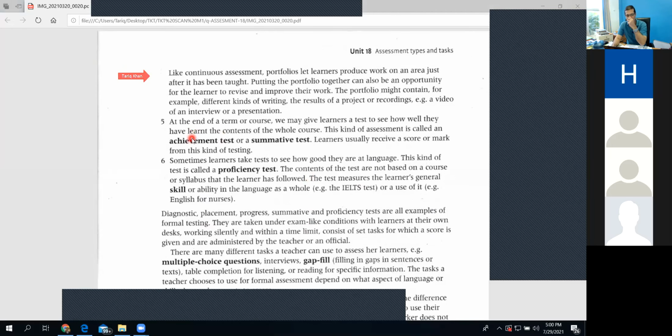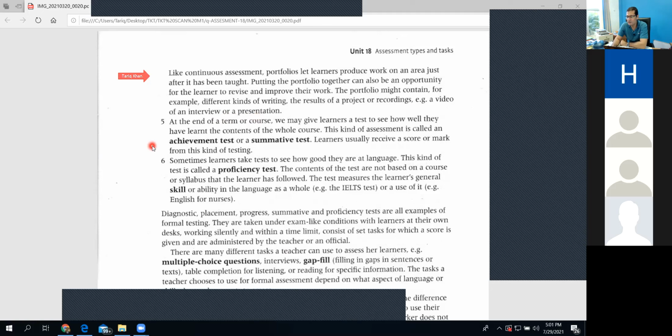Like continuous assessment, portfolio lets learners produce work on an area just after it has been taught. Putting the portfolio together can also be an opportunity for the learners to revise and improve their work. The portfolio might contain, for example, different kinds of writing, the results of a project, or recordings. For example, a video of an interview or a presentation. All right. So different types of things might be included in it.